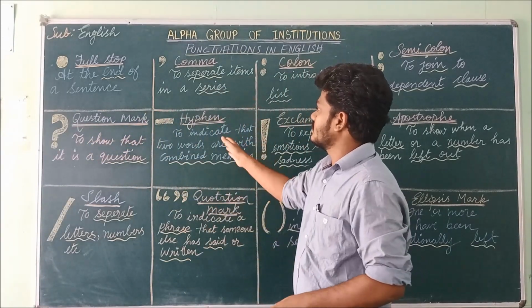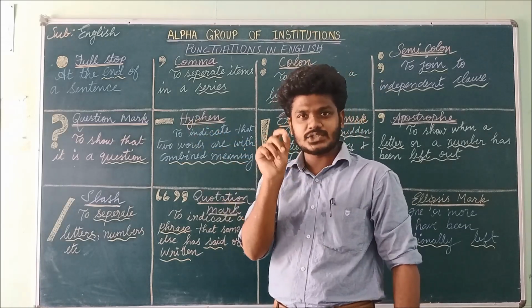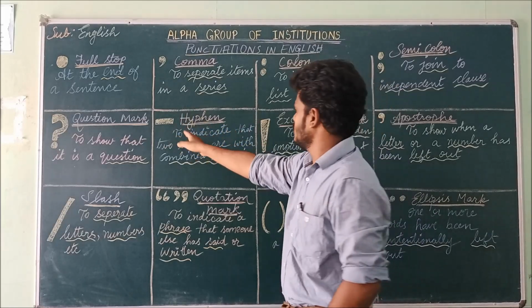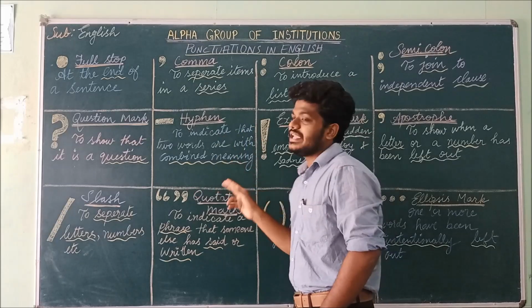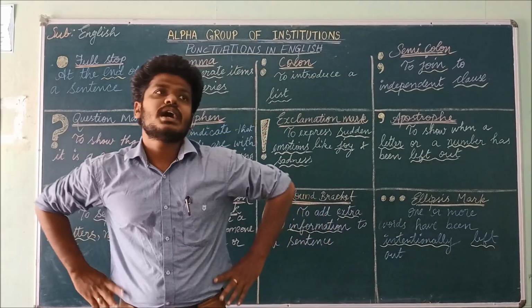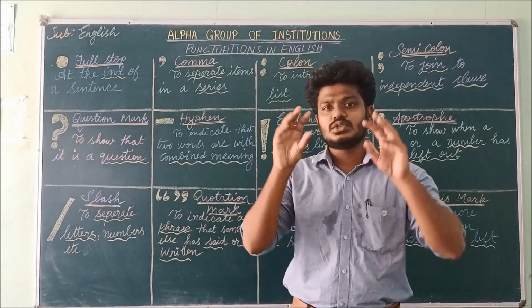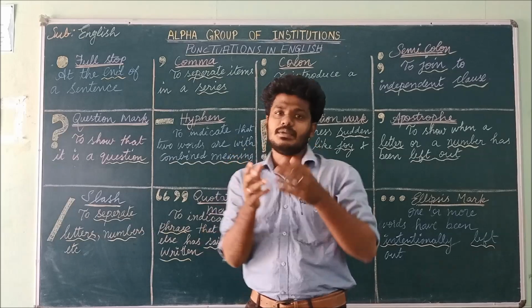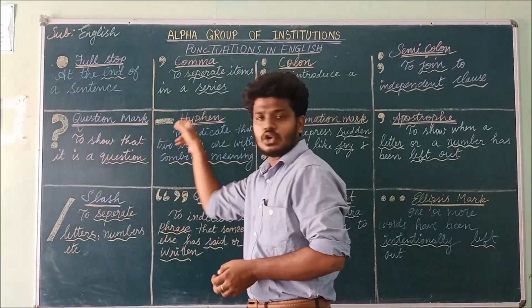Okay. So now let's come to the next one, that is hyphen. Hyphen is nothing but a small dash. What's the purpose of hyphen? It is used to indicate that two words are combined in meaning. Have you seen a hyphenated word? Hyphenated words are two different words that combine together to give a different or combined meaning. For example, cooking hyphen oil.